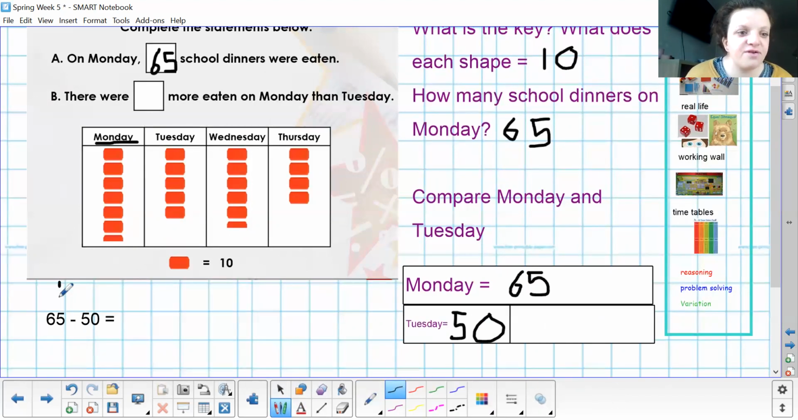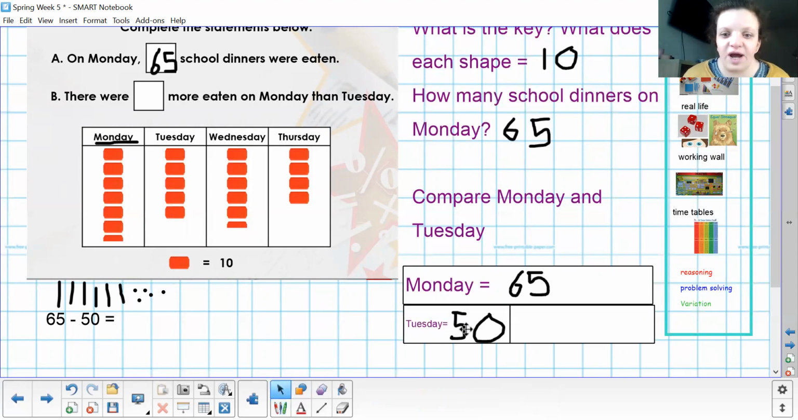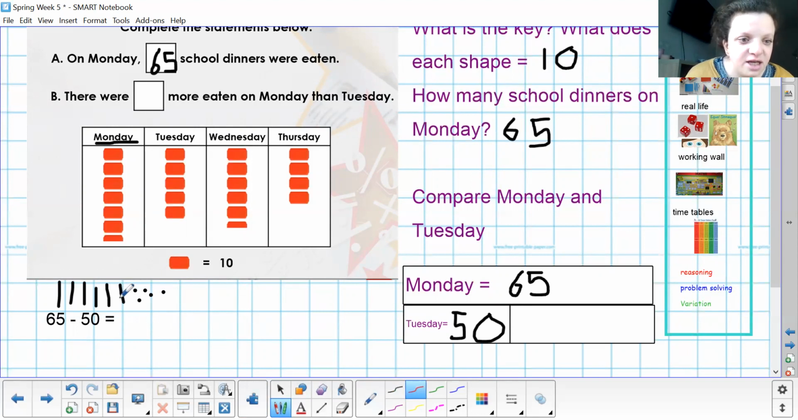So let's have a go at drawing that to work it out. So we're going to draw 65. I'm going to draw my 6 tens, 10, 20, 30, 40, 50, 60. And then 1, 2, 3, 4, 5. And then I've got to take away 5 tens and 0 ones. So I'm going to take away 5 tens. So I'm going to cross it out using a red. Cross out 10, 20, 30, 40, 50.